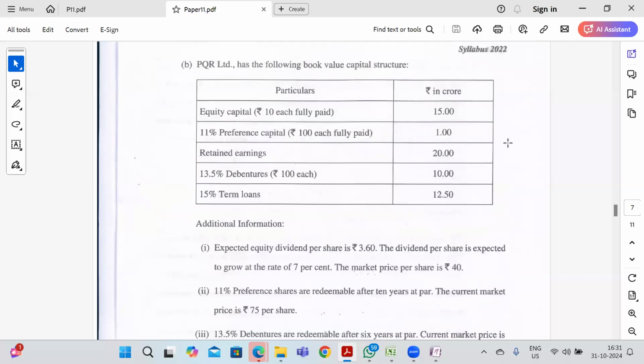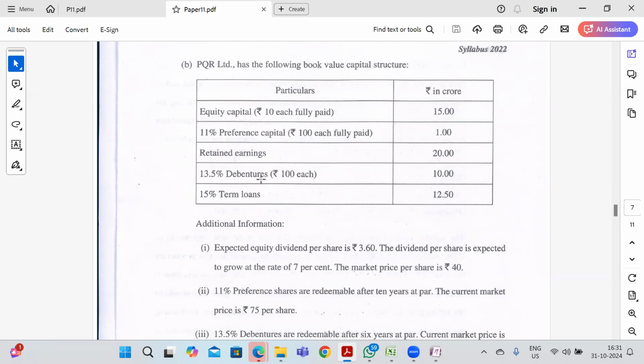So now we are going to see question number 4B. PQR Limited has the following book value capital structure, that is equity capital, 11% preference capital, retained earnings, 13.5% debentures, 100 rupees each. So 15% term loans.